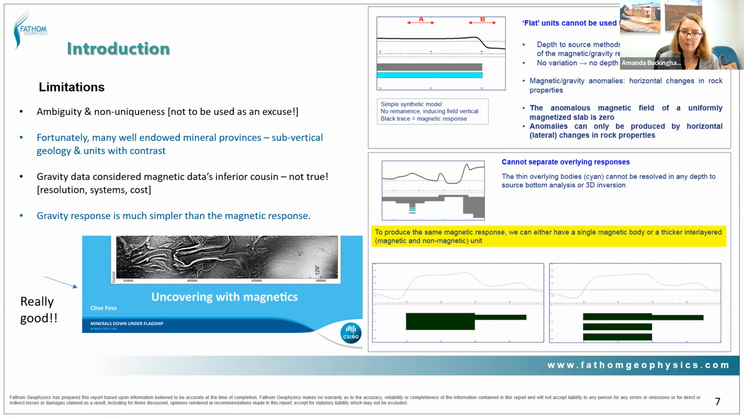So down the bottom is an example, hopefully you can see my cursor. I'm going to get my little fancy laser pointer back. There we go. This scenario gives this gravity response. The scenario on the right gives exactly the same gravity response. So we can estimate what's happening below, but there are certain limitations in terms of our interpretation. But I would say as long as we're aware of those limitations, we can push magnetic and gravity data really far and really understand what's going on.